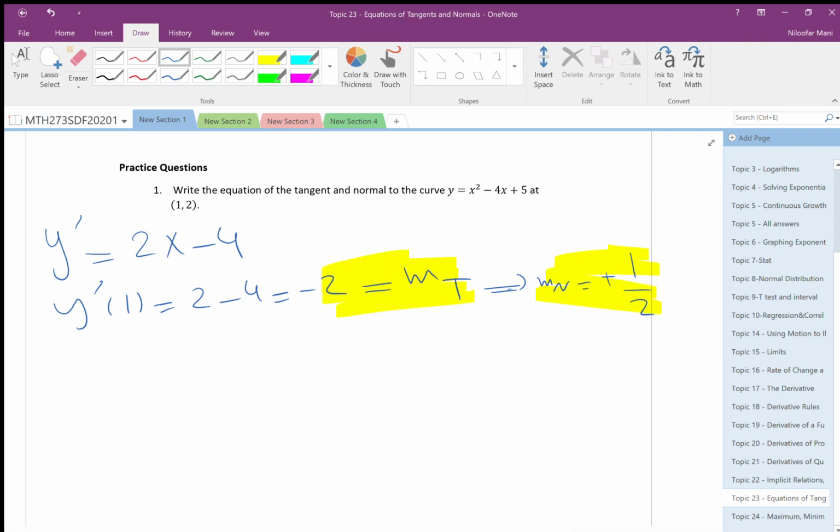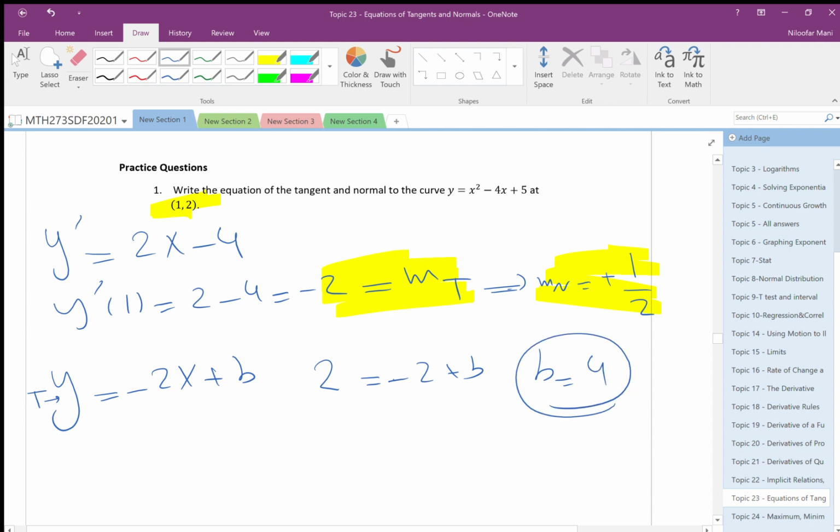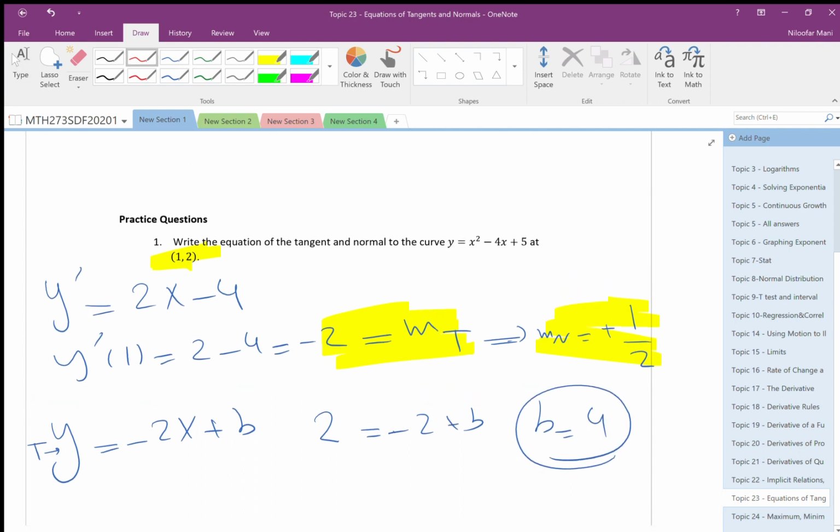What is my point? My point is here. I can find the answer. So y for the tangent line is minus 2x plus b. I put 2 for y. I put 1 for x, so it's 2 equals minus 2 plus b, and b is 4. Okay, so the tangent line is minus 2x plus 4.